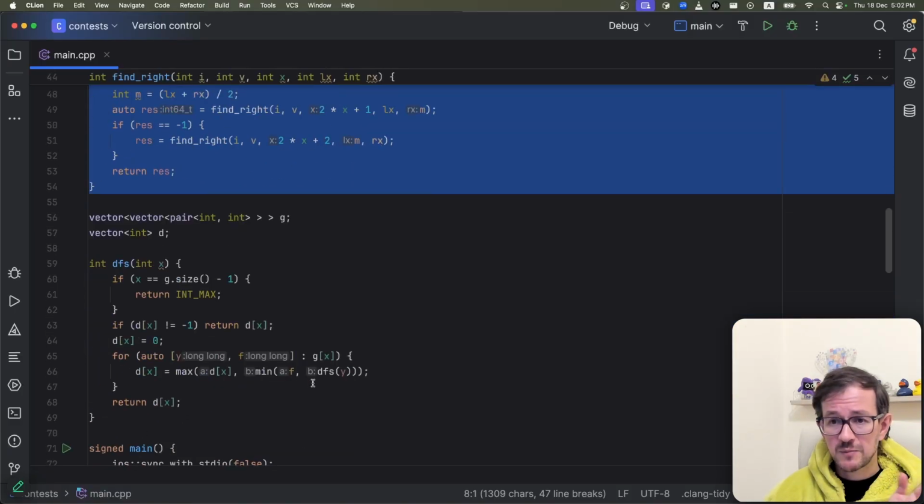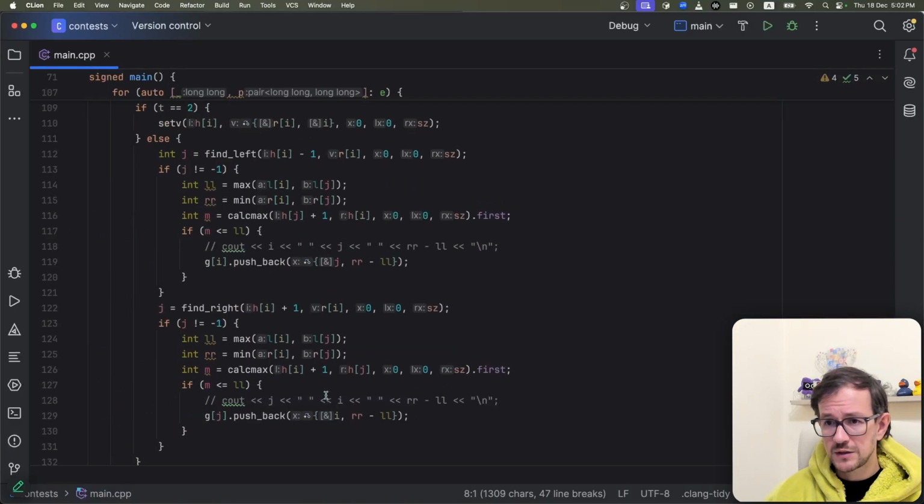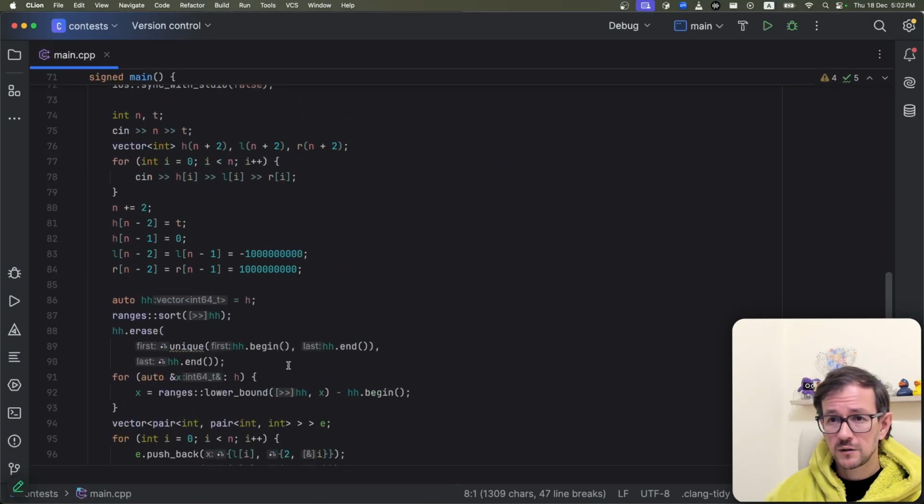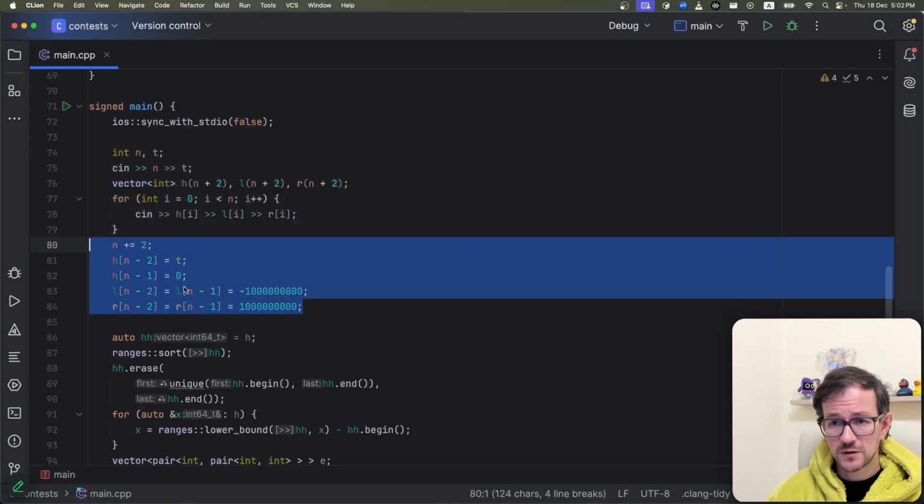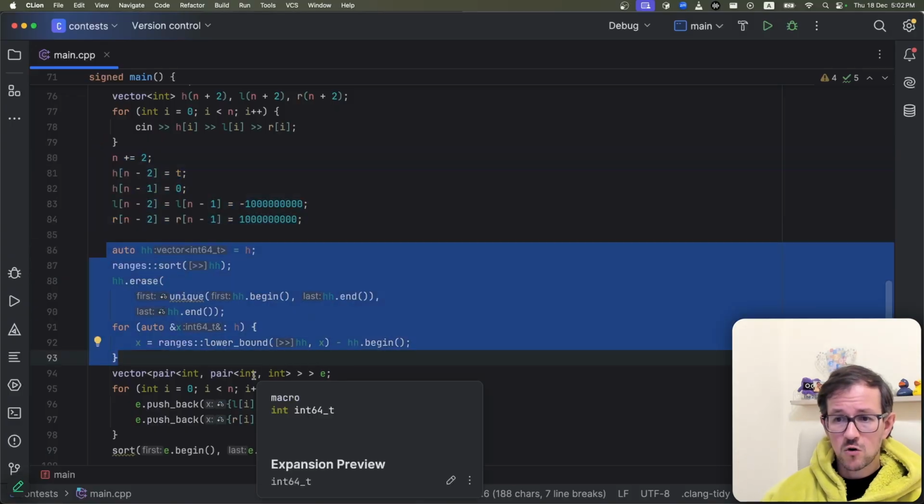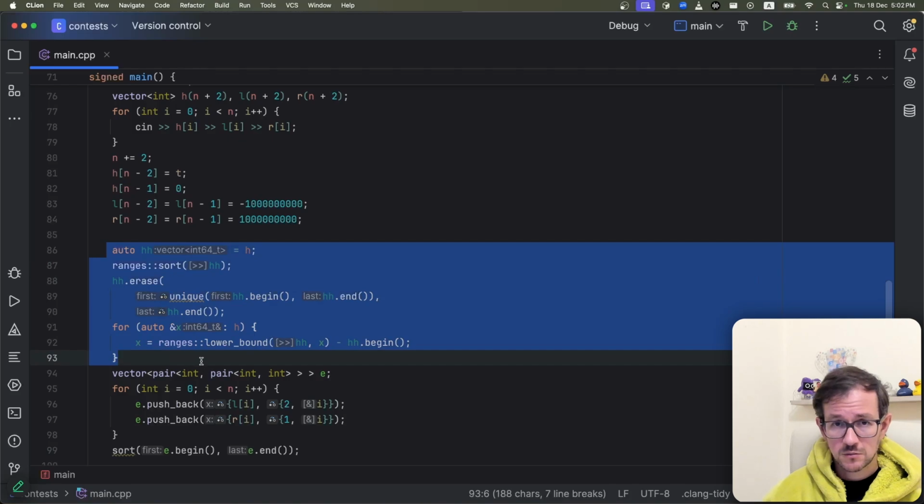Now, imagine you have a segment tree. Then that's the solution. So I take all my panels, add two more panels, top and bottom panel. Then compress coordinates. So I take all the heights, all this array H, and compress coordinates.